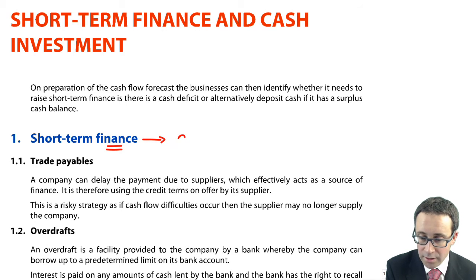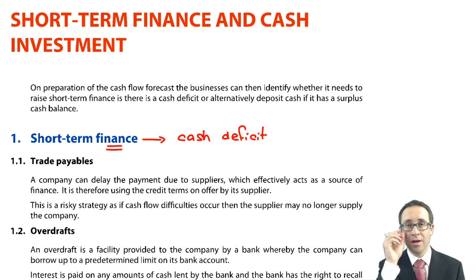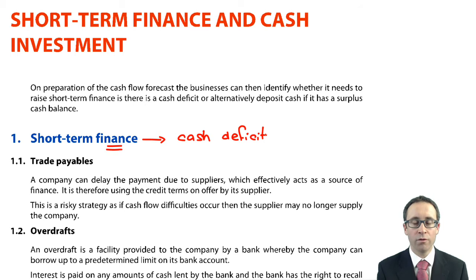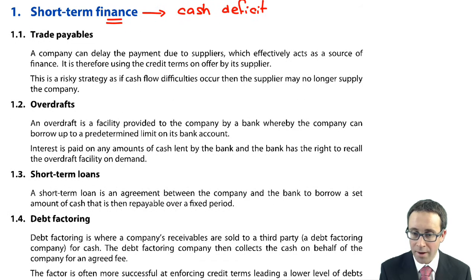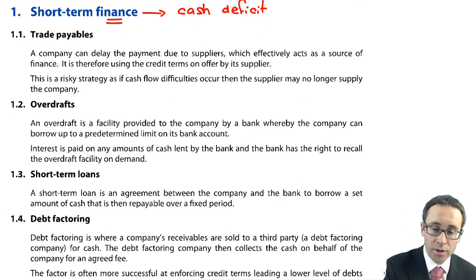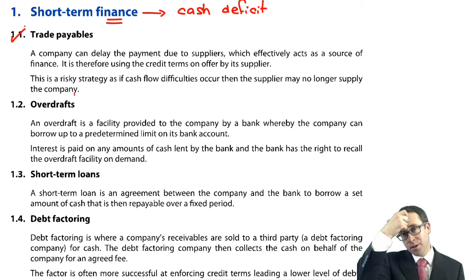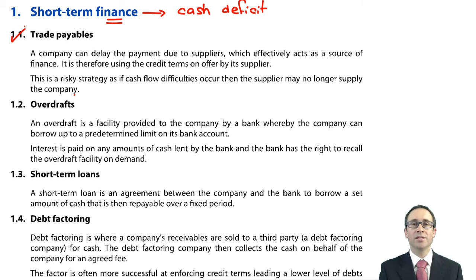So short-term finance is whereby we have a cash deficit, or if you like, a cash shortfall. Okay, and the syllabus goes through, I think, specifically and asks us to talk about 4 areas. First one, which links into your working capital that you see in the subsequent session, is the management of your trade payables. Your supplier will allow you a credit period, 30 days, 45 days, or 60 days.